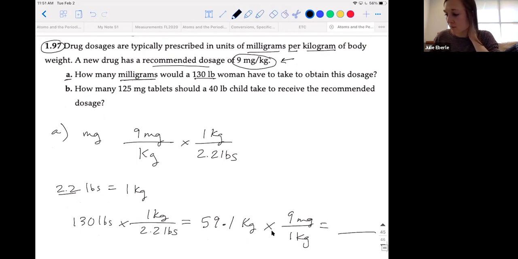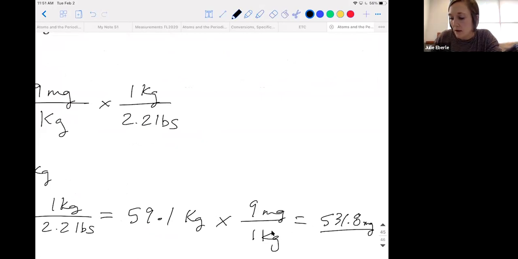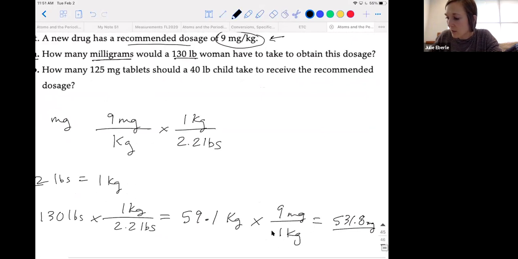So what is 59.1 times 9? 531 point, we're just going to say 0.8. And I'm kind of running out of room, but that should have units of milligrams on it. All right, so that's fine if you wanted to kind of break it up that way.